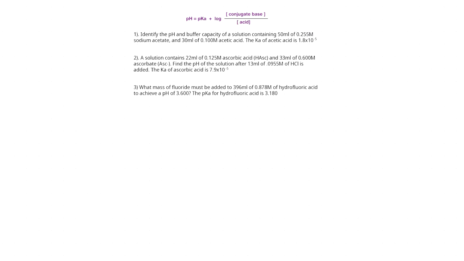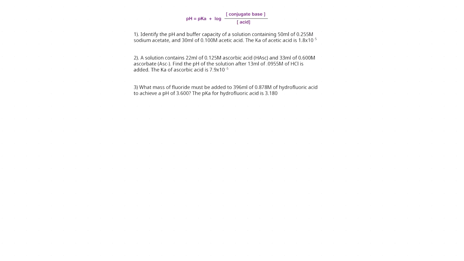Today we'll be doing acids and bases. So we've got buffers and the Henderson-Hasselbalch equation, which relate to acids and bases. Let's just jump right into it. So the first thing we're going to do is identify the pH and buffer capacity of a solution.